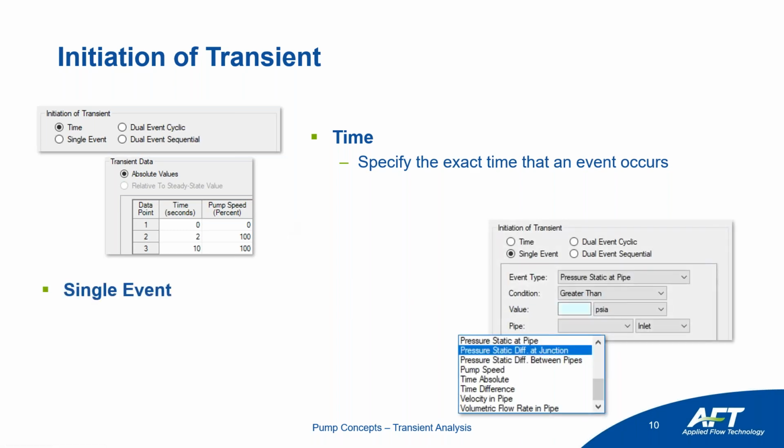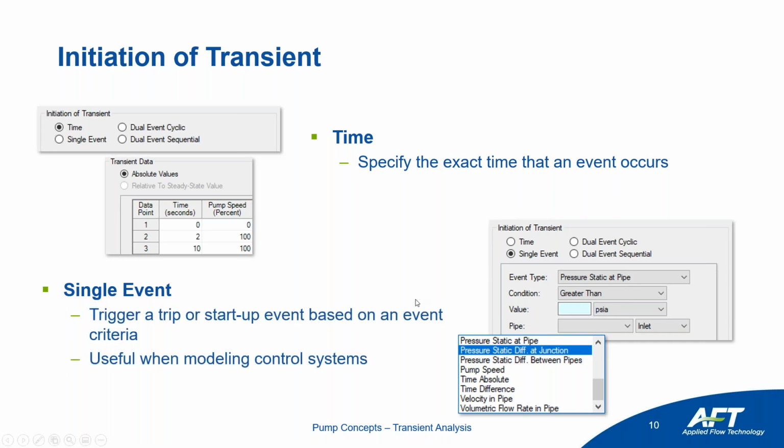You can also have event transients. What this does is it'll look for this criteria to be met, essentially creating an if-this-then-do-this situation. So there's all sorts of different event types. There's what's the static pressure at this pipe. If it exceeds this value, then do this event, then start the pump up or trip the pump. And there's all these different variables that you can explore, like velocity in the pipe, static pressure difference across the junction. If it's exceeding a pressure head, for example, then you can do that. So trigger a startup or trigger a trip event based on an event criteria, and this can be useful when you're modeling different control systems.